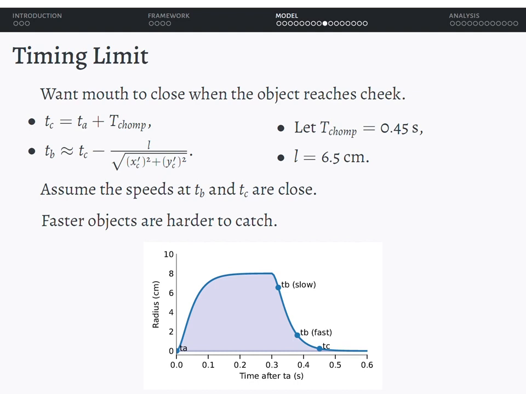The mouth opens at TA and closes at TC. This time interval, T-chomp, is about 0.45 seconds. The difference between TB and TC is the time for the object to go through the mouth, which is approximately the mouth length over the falling speed, assuming the speeds at TB and TC are close. From the graph, we can already see a problem. The mouth can't open wide enough at TB for a fast-falling object. In fact, the mouth almost closes.